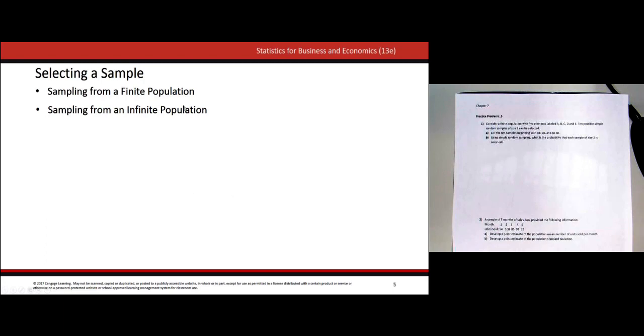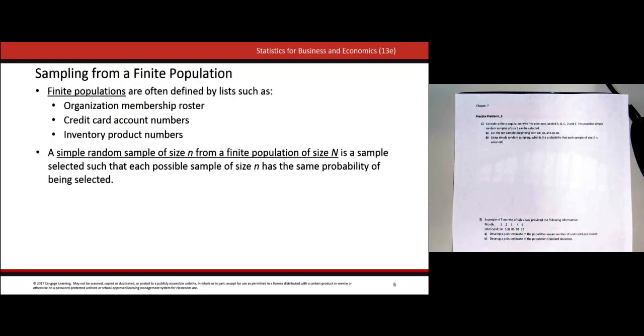Sampling. Now we will discuss how to select the sample. There are two different kinds of populations. You may have a finite population, or you may have an infinite population, or you can consider that you have an infinite population. What's a finite population? You can have a list of all elements. For example, an organization's membership roster, credit card account numbers, or inventory product numbers. You can obtain the list of all elements in the population.